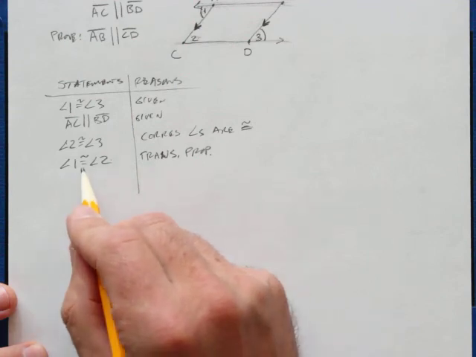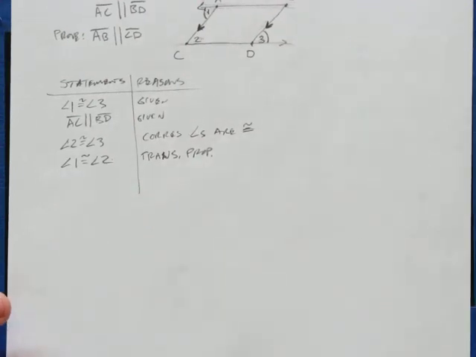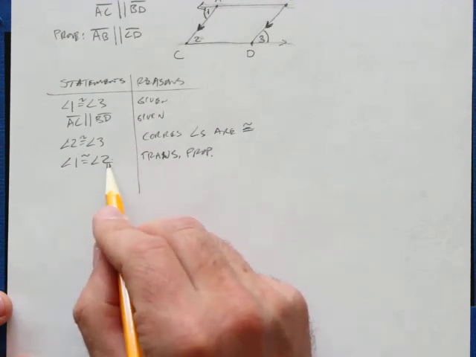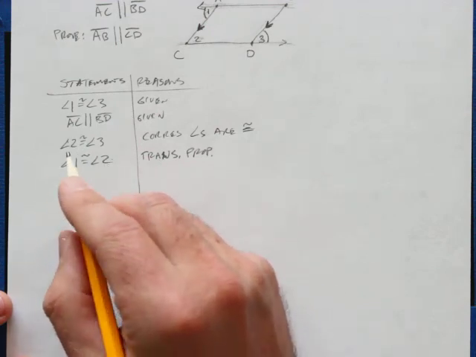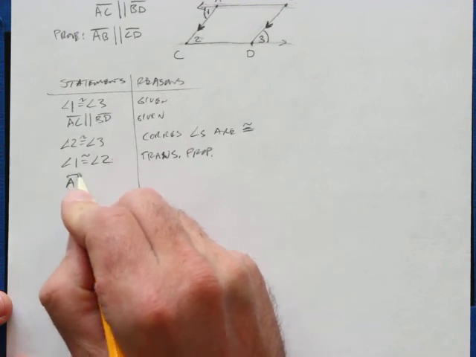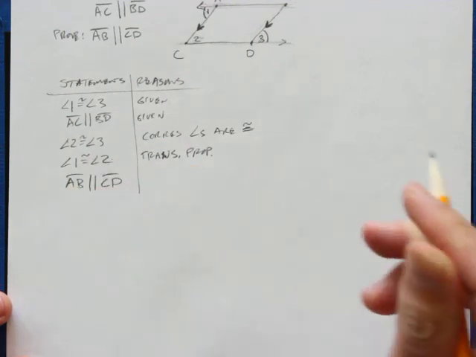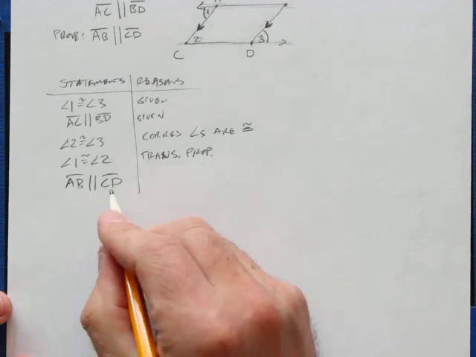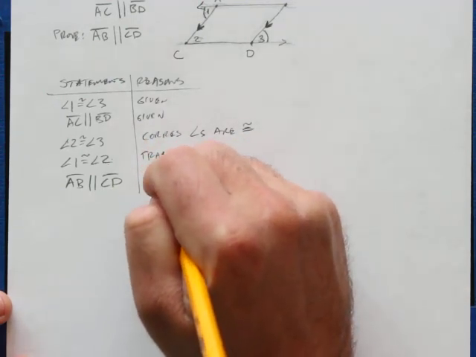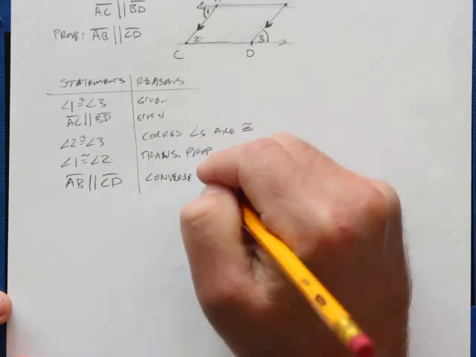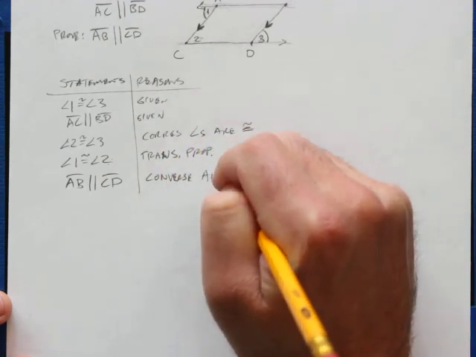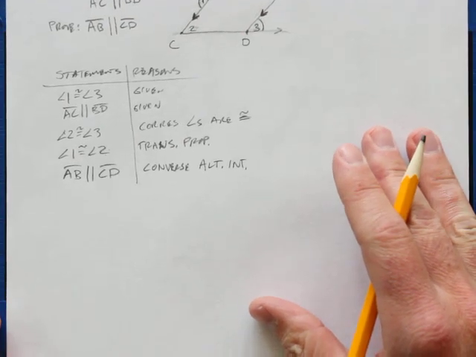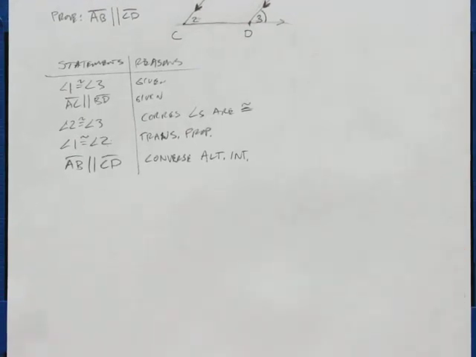And now, since those are congruent, angle 1 and angle 2, then that means that AB and CD are parallel because of the converse of the alternate interior angles theorem. And that is the end of 3-5.